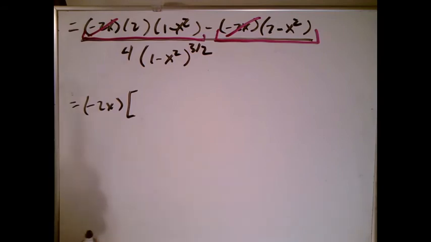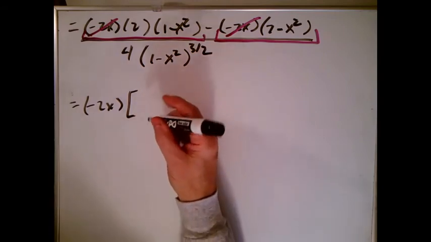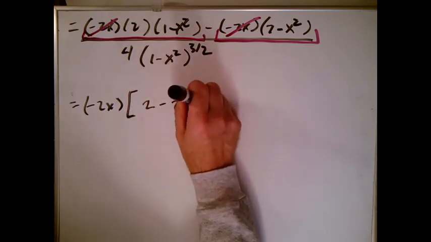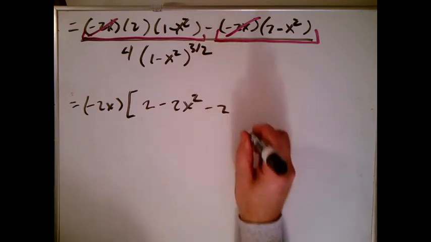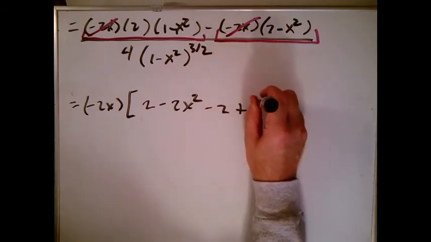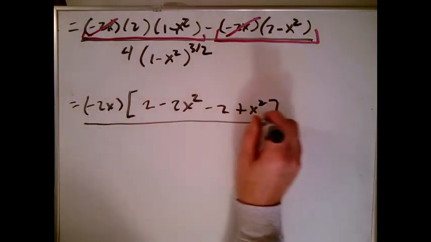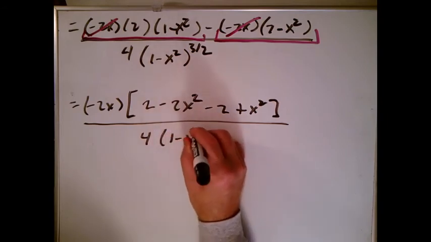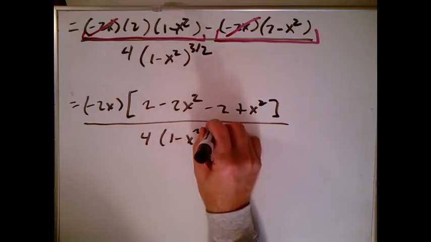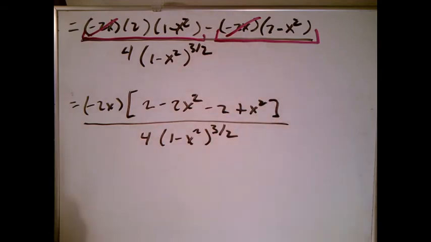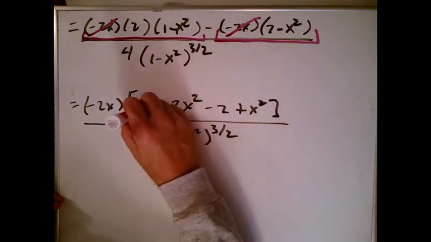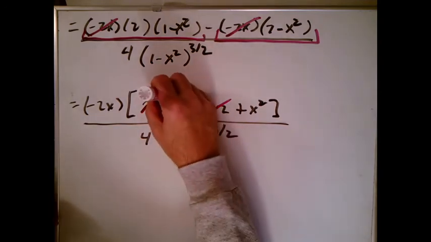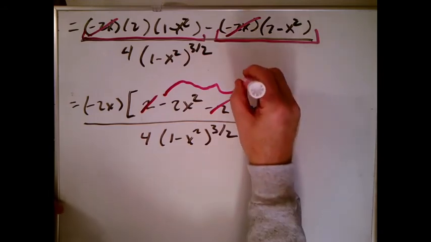So what I'm left with on the top is just 2 minus 2x squared minus 2 plus x squared. The bottom is just 4, and this is 1 minus x squared to the 3 halves. And let's watch stuff cancel again. This 2 kills this 2, which is good. What I'm left with in here is just minus x squared.